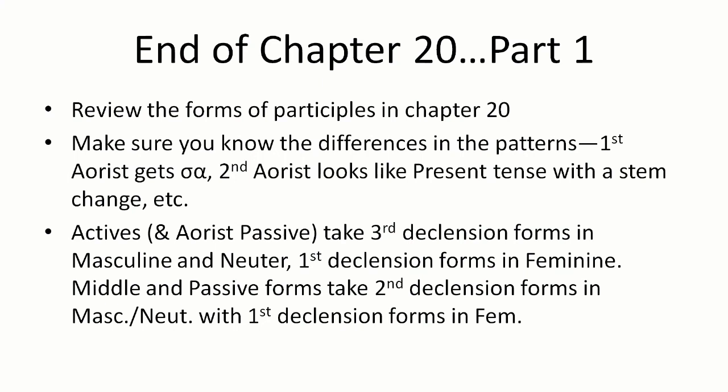If you want to know what to do with this, review the forms of the participles. Again, make sure you know those present active participles like backwards and forwards. Once you get that, it's just a matter of knowing the variations in the patterns. First aorist gets a sigma alpha. Second aorist looks like present tense. Perfect still gets a reduplication, etc.